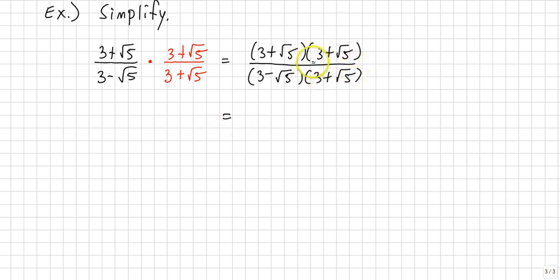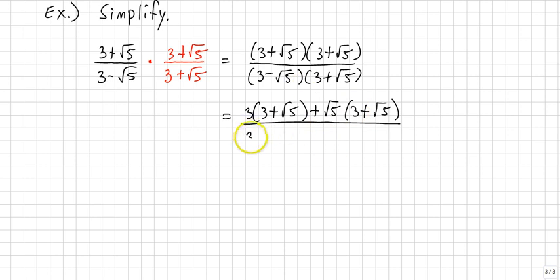Okay, we just practiced how to multiply these together, so let's go ahead and do that. It'd be 3 times 3 plus square root of 5, plus square root of 5 times 3 plus square root of 5. On the bottom, same thing: 3 times 3 plus square root of 5, minus the square root of 5 times 3 plus square root of 5.